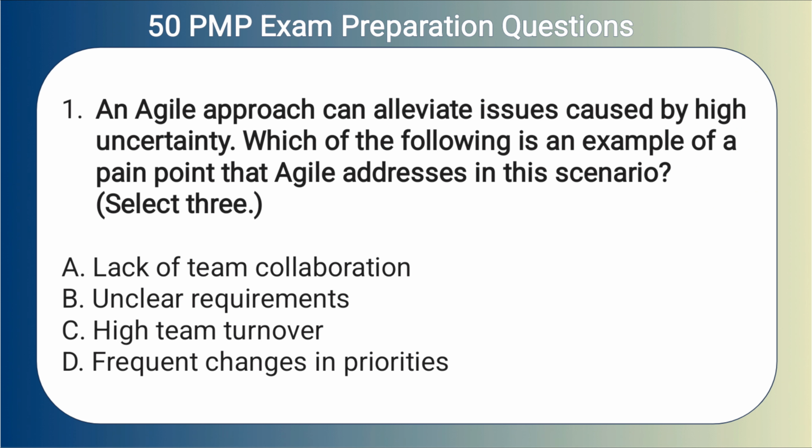1. An Agile approach can alleviate issues caused by high uncertainty. Which of the following is an example of a pain point that Agile addresses in this scenario? Select 3. A. Lack of team collaboration. B. Unclear requirements. C. High team turnover. D. Frequent changes in priorities.